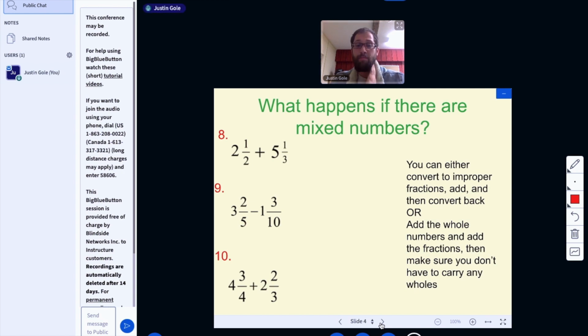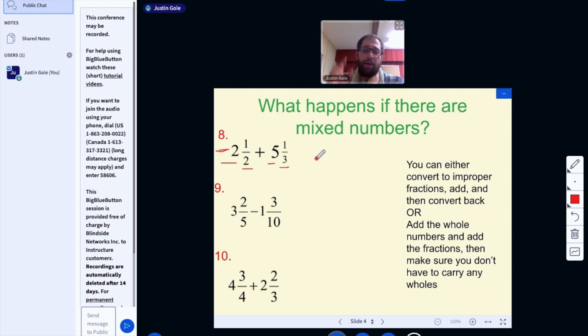What happens if there's mixed numbers? For time's sake here today, we're going to just do one of these real quick. So if there's mixed numbers, we have two different choices. One is we can take the whole numbers and add them, and then add the fractions. That's choice number 1. So I want you to do number 8 however you'd like. Thanks for trying that one.